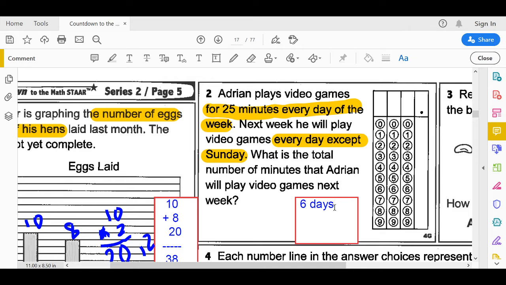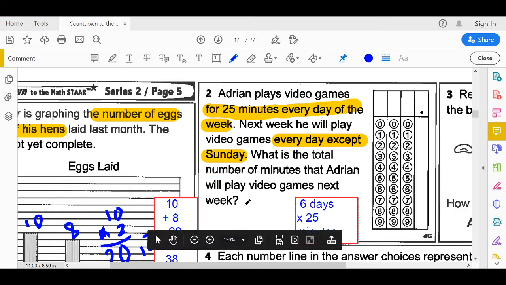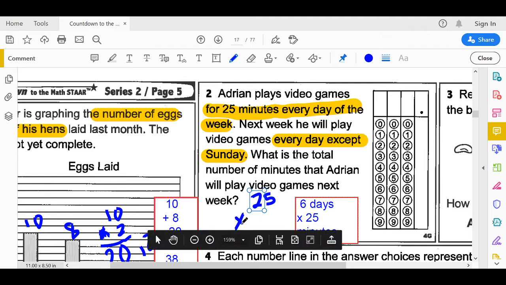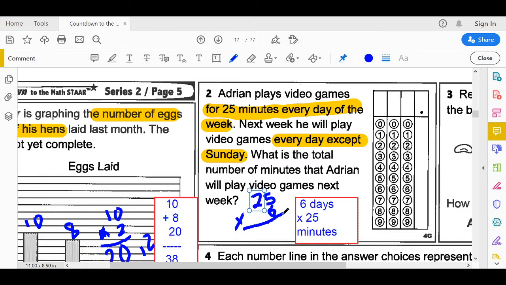So 6 days times 25 minutes. Okay. I know that you remember how to create a multiplication, 2 digit by 1 digit. Let me do it here for you so you can also see it and remember. I need to multiply 25 times 6, okay? Times 6. I hope you can understand my 6 right there.